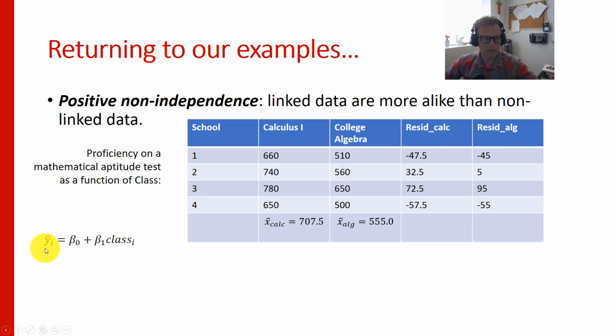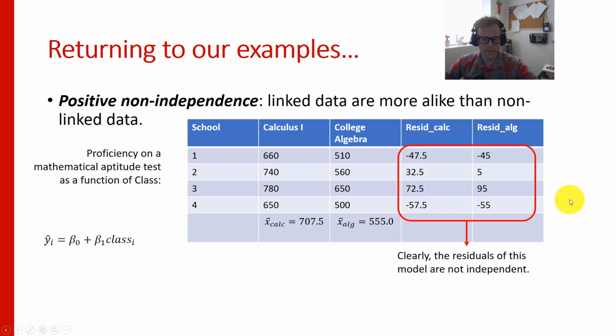And if I were to implement this regression model, the mistake would become apparent because when we look at the residuals, right? So here, this is the difference between the mathematical proficiency scores for this calculus class and the overall proficiency scores for all calculus classes, right? Creates a negative residual here. And then here's the proficiency scores for this college algebra class, and the overall proficiency score for all college algebra classes creates a negative residual here. And you can see that in our residuals, negative values go together and positive values go together. So we have positive non-independence between schools because there's a positive correlation between these sets of residuals.